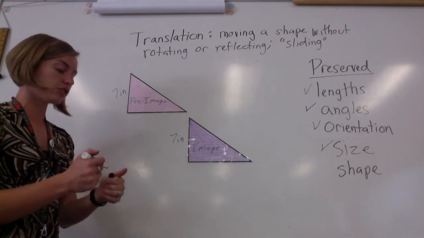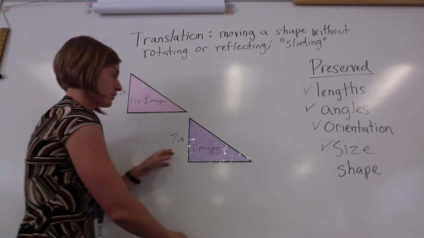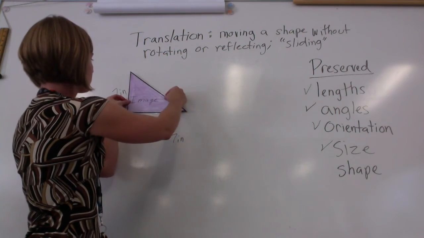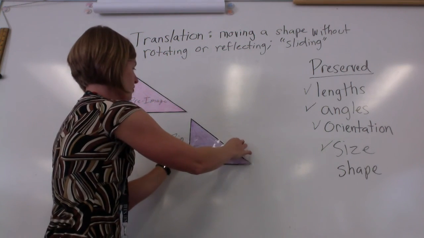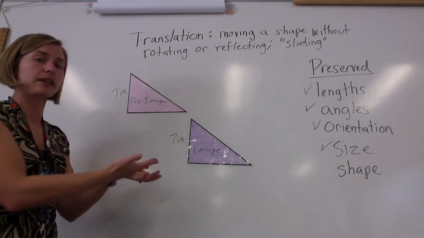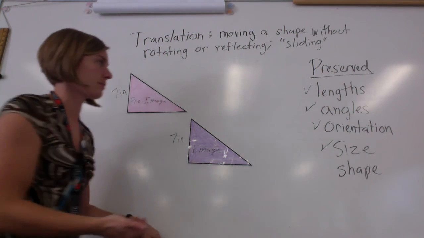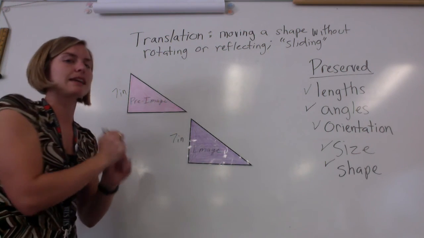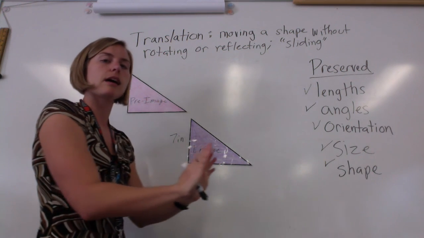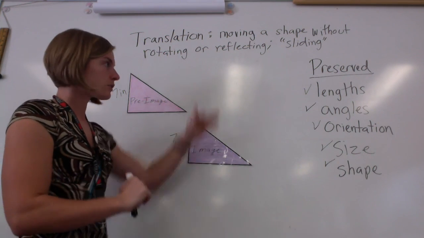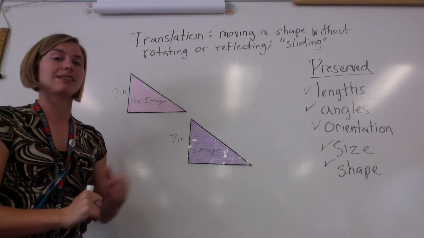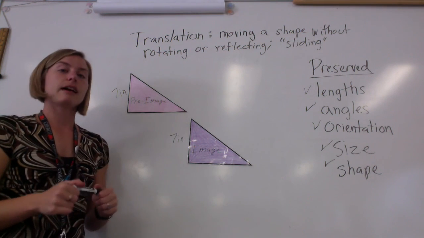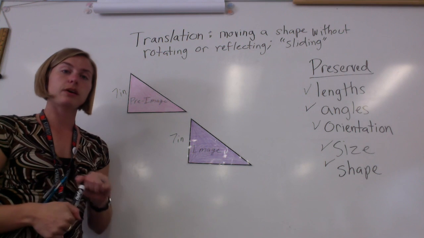And if we ever want to check it, you can always just overlay them again and be like, yeah, that's the same. You could cut them out and put them on top of each other and be like, yeah, it's actually still the same shape. So translation's a great one because everything stays the same. All we did was just slide it over. Okay? So everything is preserved. Everything stays the same. And that is lesson 1 and 2 of Unit 2.